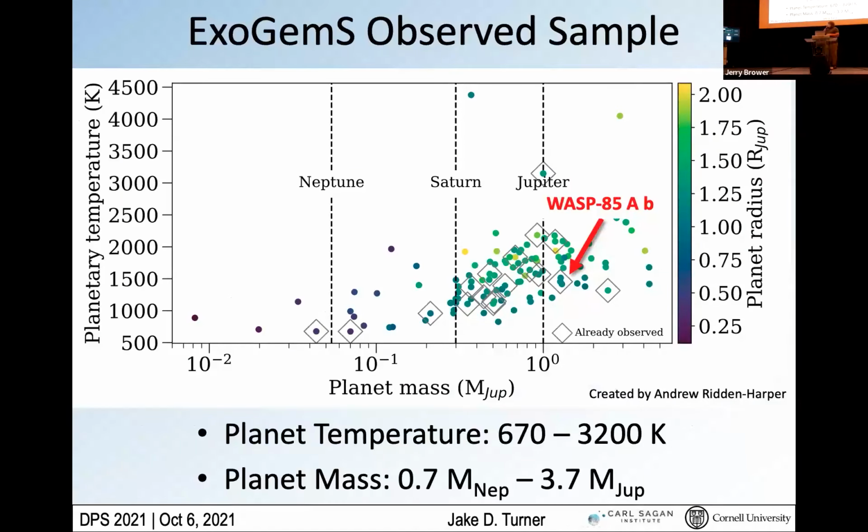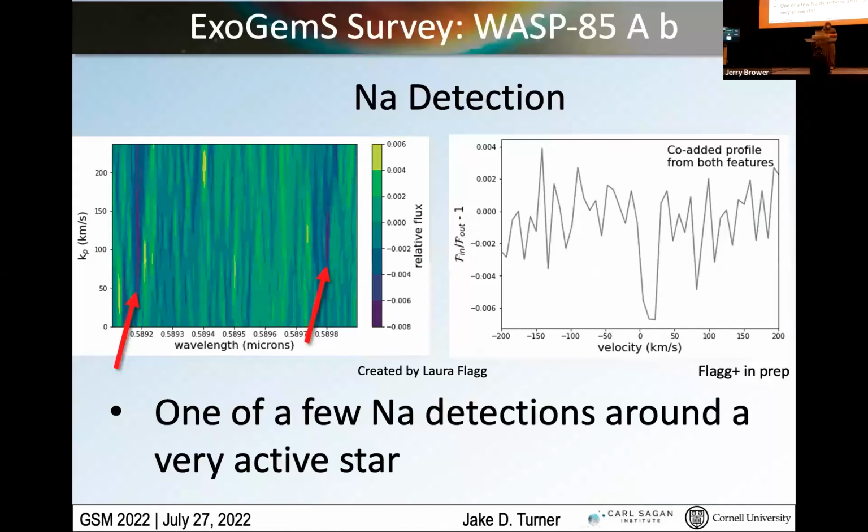So the next planet I'll discuss in our survey is WASP-85A. It's basically a typical hot Jupiter, so we wanted to look at it. And so we actually get a detection of sodium for the first time on this planet, which is not surprising because we detect sodium on multiple planets. And here I show our detections.